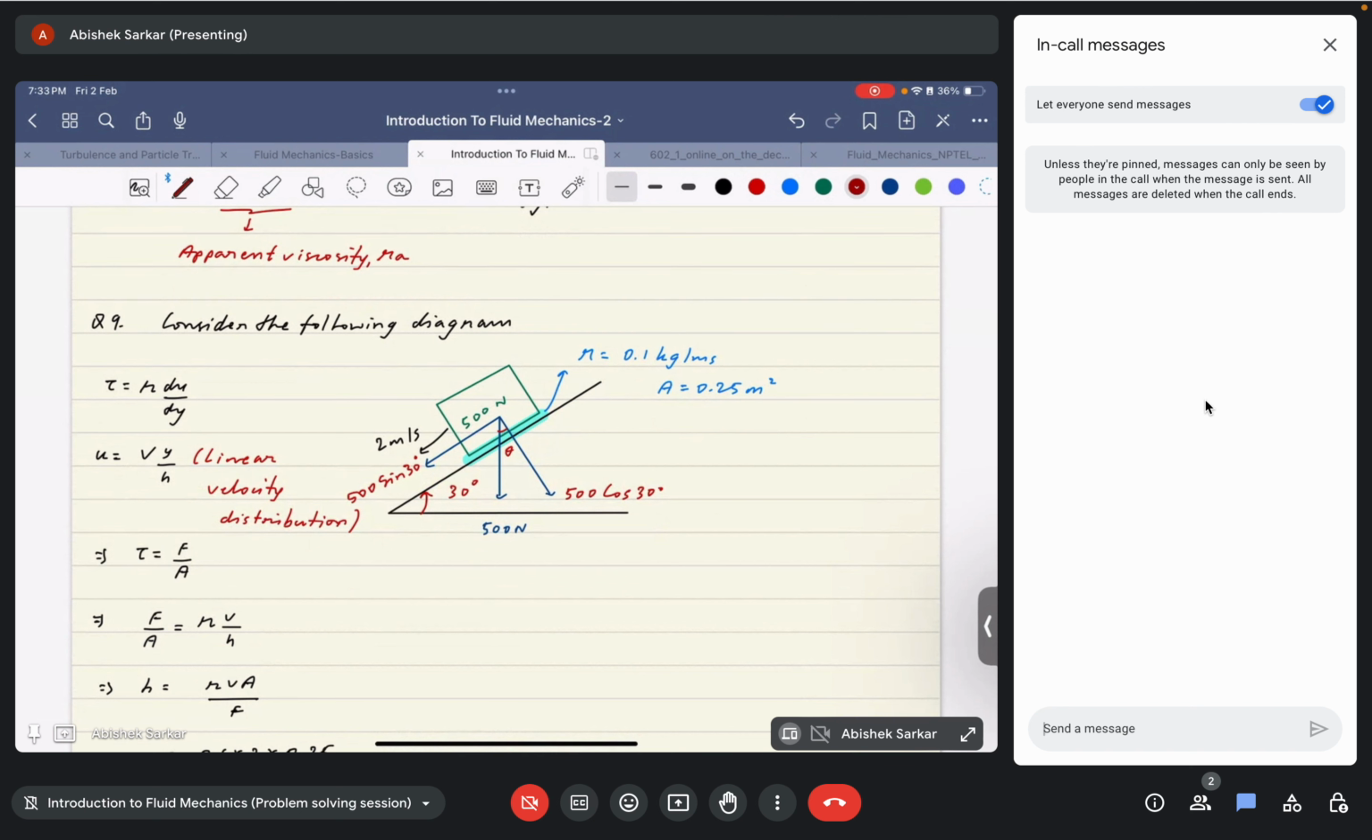What we need to do is decompose the force due to the weight of the body into its horizontal and vertical components with respect to the coordinate axis drawn here. This is the coordinate axis for this current problem. So these would be the different components of force: 500 cos 30 degrees and 500 sin 30 degrees. Mu is given to be 0.1 kg per meter second and A is 0.25 meters square. And it's given that the velocity distribution is linear. I gave it because this is something that you need to understand.